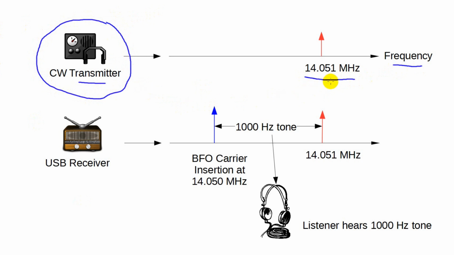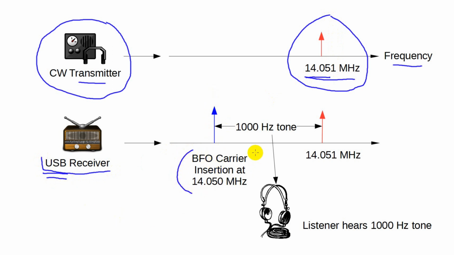We see this on our frequency display as a single tone, shown here as 14.051 megahertz. The CW receiver is actually listening to either lower sideband or upper sideband. In this case, we'll use upper sideband. The receiver injects a tone 1 kilohertz below the received signal. The receiver then takes the difference frequency, 1000 hertz, and sends it to the headphones or speaker.